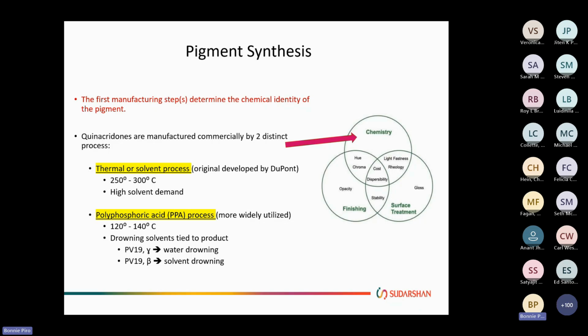The other process, and is predominantly a little bit more widely utilized, is the polyphosphoric acid process, or PPA. This is done at a lower temperature and is used to create those crystals by the drowning solvents. The drowning solvents are always going to be tied to a specific product. The examples that I used earlier with the violet 19, the gamma uses water, the beta uses a solvent to be able to create those crystals.